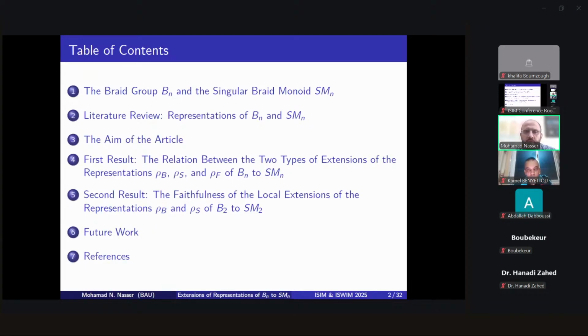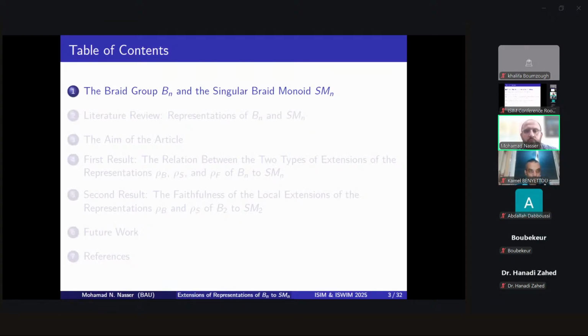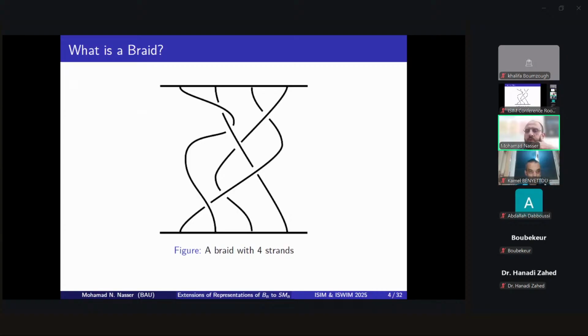My table of contents. So I'm going to explain what we mean by a braid group. We also have the singular braid monoid, SMn. I go through some literature review for these structures, for representations of these structures. Then I'm going to introduce the aim of the article, then the two results that I have, and some suggested works.